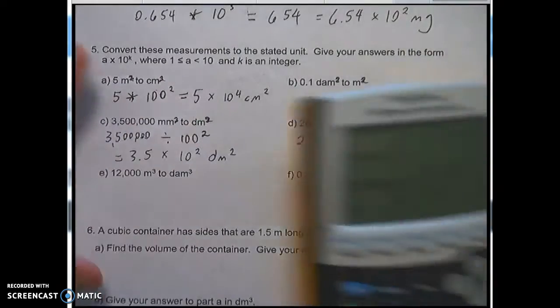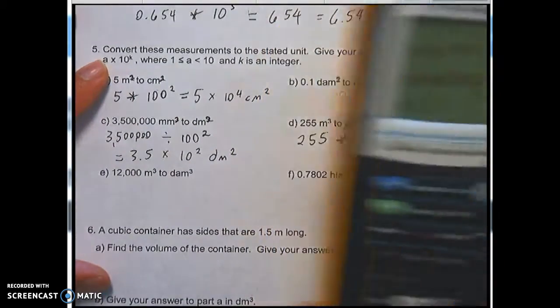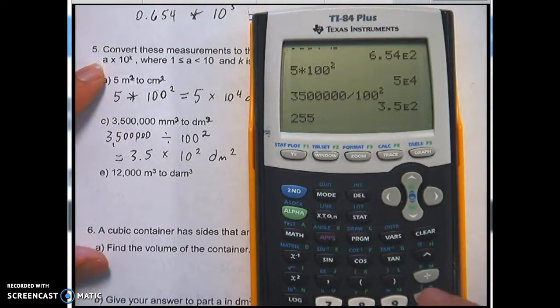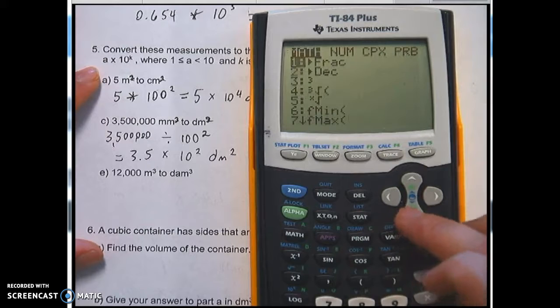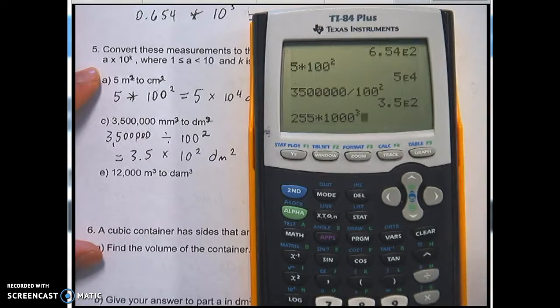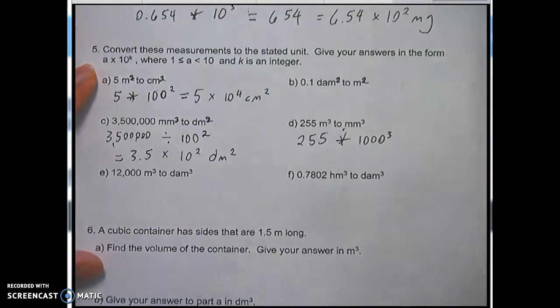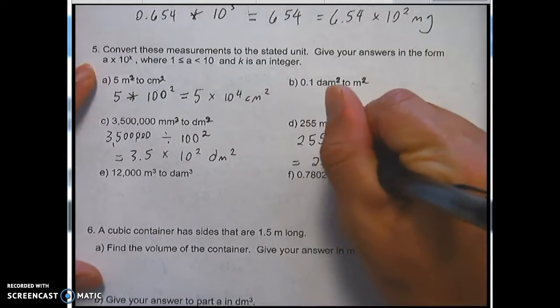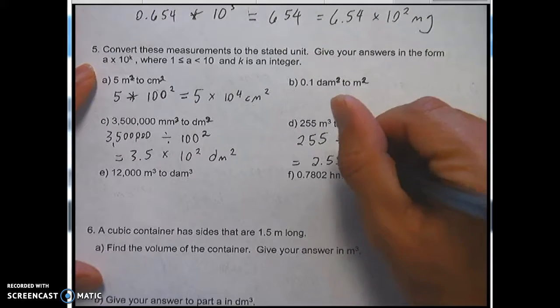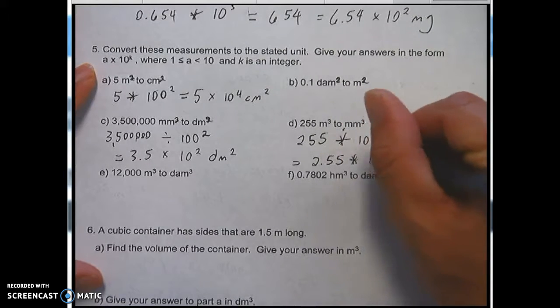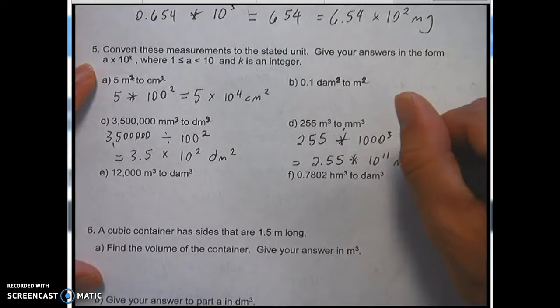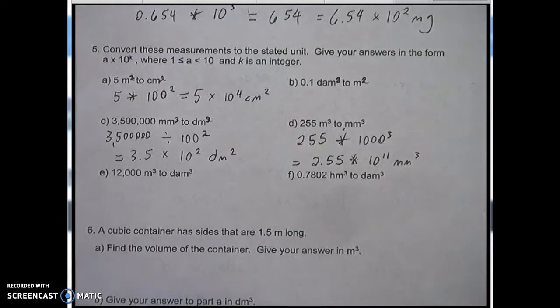And it still wants it in standard form, so I can go ahead and just type that directly into the calculator. 255 times 1,000 cubed is 2.55 times 10 to the 11th. And the units on that should be millimeters cubed or cubic millimeters, however you like to say that. Alright, let's do one more and then I'll be done.